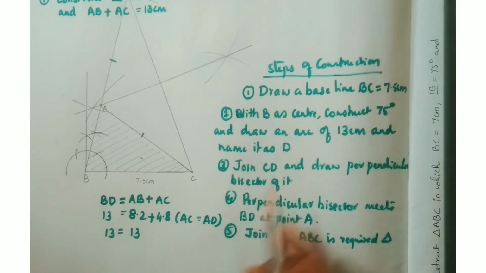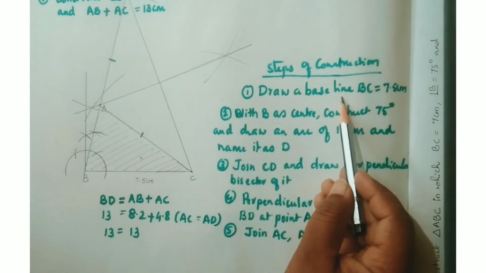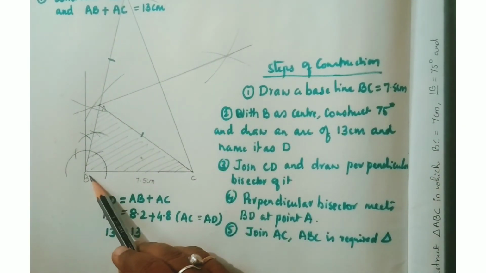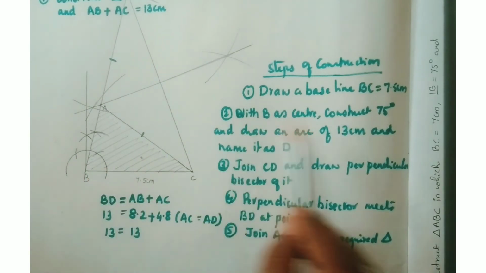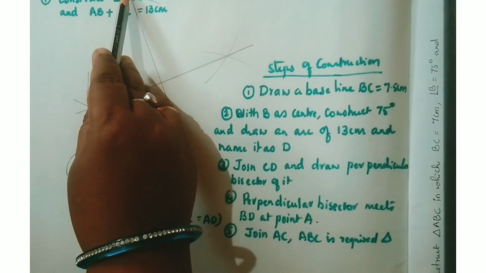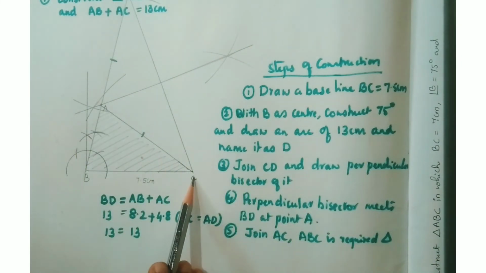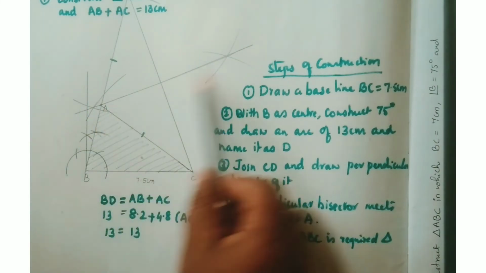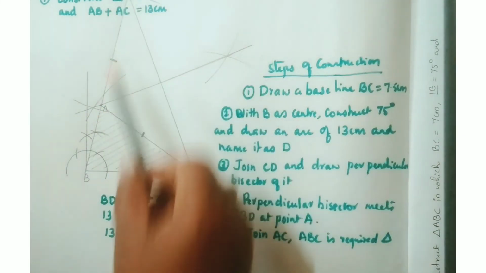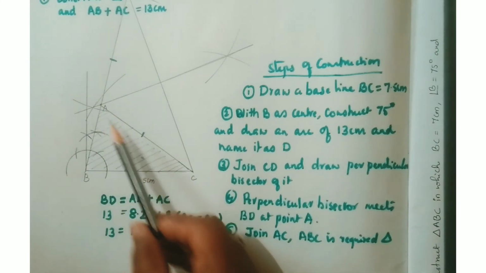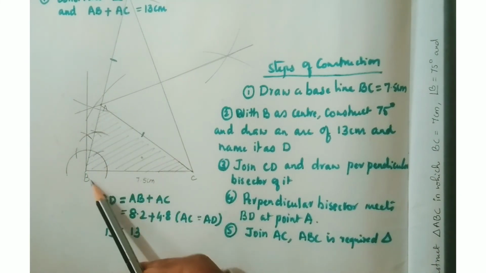Now you can write the steps of construction. First step, draw a baseline BC equal to 7.5 centimeter. Second step, with B as center, construct 75 degree and draw an arc of 13 centimeter, and name it as D. Next step, join CD and draw the perpendicular bisector of it. Fourth step, the perpendicular bisector will meet BD at a point, and name it as A. Last step, join AC. So ABC is the required triangle, okay children.